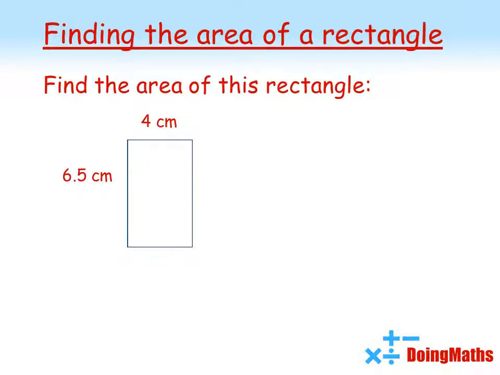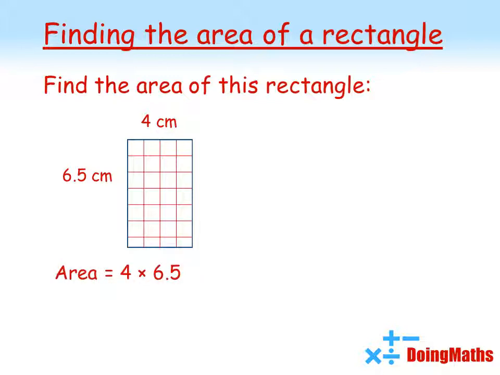Let's try another one. This time we've got a rectangle of 4 centimetre width and 6.5 centimetres tall. There's our centimetre squares. We've got 4 columns because of the 4 centimetres, and each column has got 6.5 squares in it. So our area is 4 times 6.5, giving us an area of 26 square centimetres.